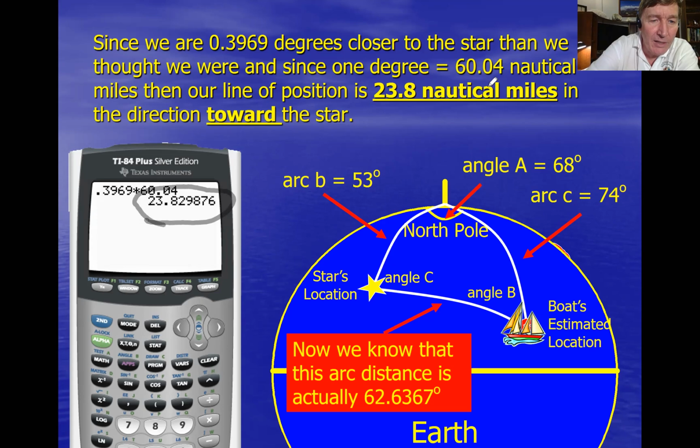And so there we are. 23.8 nautical miles. So if we want to get to the LOP, we start at the boat's estimated position. We go toward the star by a distance of 23.8 nautical miles. And bingo, there's our LOP. Does that make a little bit more sense now?